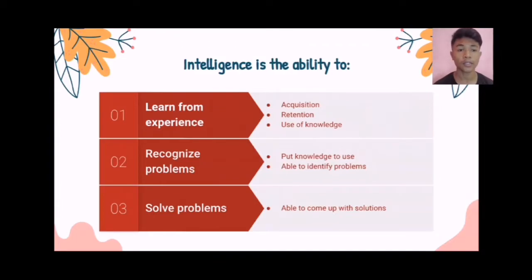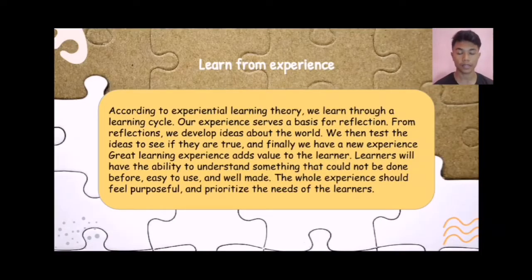Now, let's have a closer look at those three main highlighted points. First of all is learning from experience. According to experiential learning theory, we learn through a learning cycle. Our experience serves as a basis for reflection. From reflections, we develop ideas about the world. We then test the ideas to see if they are true. And finally, we have new experience. Great learning experience adds value to the learner. Learners will have the ability to understand something that could not be done before, easy to use, and well made. The whole experience should feel purposeful and prioritize the needs of the learners.